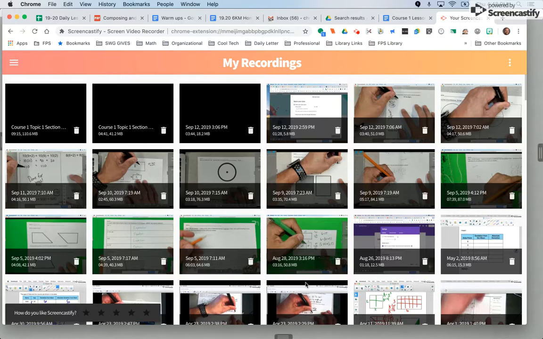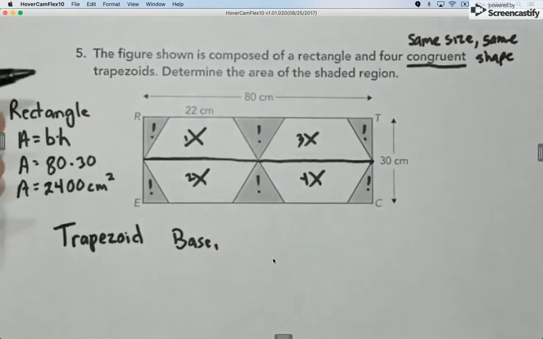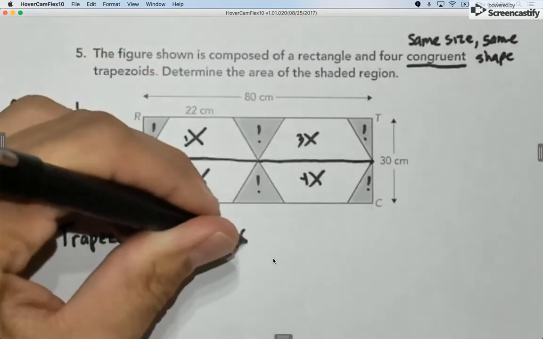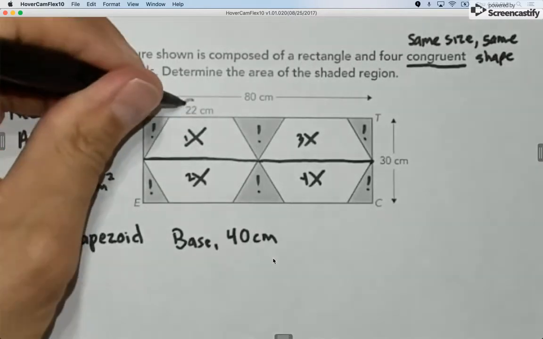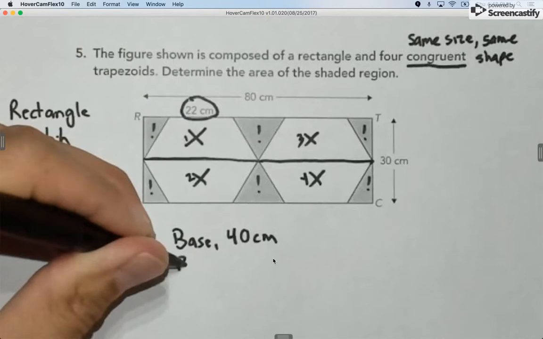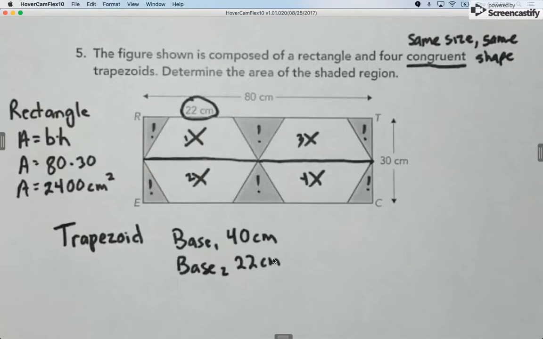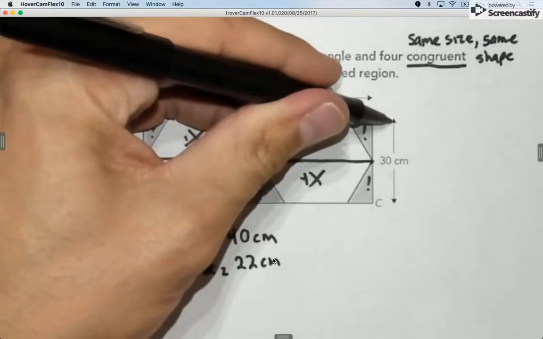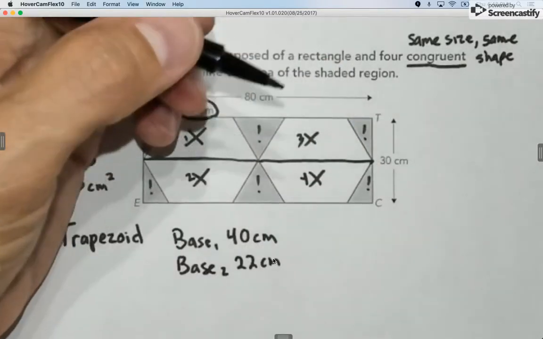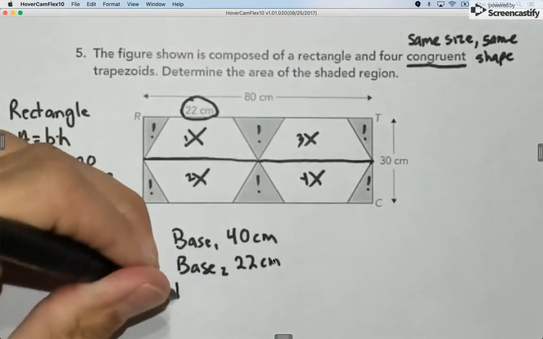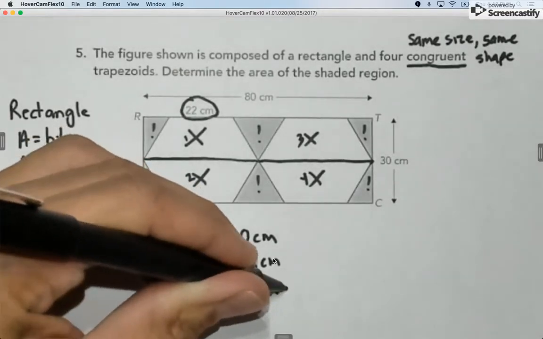And so base 1, or the bigger base, is going to be half of 80, or 40 centimeters. Next, base 2, they give me right here, which is 22 centimeters. Next, the height of two trapezoids is 30. Since they're congruent, half of the height would be 15 centimeters.